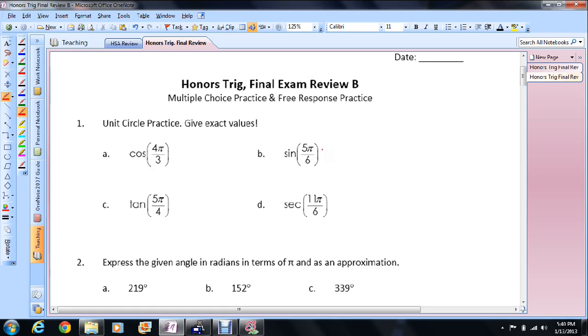So we've got all these different values from the unit circle, and they're asking us to give exact values. So all I'm going to do here is say, okay, what function am I talking about? Well, in this first one I'm talking about cosine. We know that cosine is our x value from the unit circle. And this is just asking us, what is the x value at 4 pi over 3? Well, the x value at 4 pi over 3 is just negative 1/2. Okay, simple, done. It's just a matter of memorizing. Sine of 5 pi over 6, that's the y value. So that is positive 1/2.